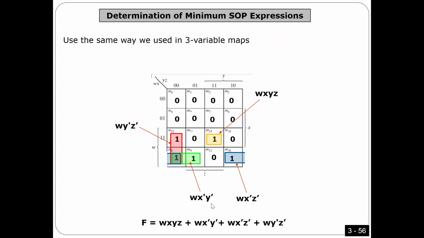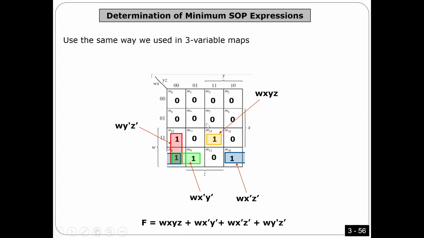So now, let me summarize what I said. If you have only one group of one cell, you should have a term that has 4 variables. If you have a group of 2, the term should have 3 variables. If you have a group of 4, the term should have 2 variables. If you have a group of 8, the term should have only 1 variable. So similar to what we did in case of 3 variables, exactly the same thing.